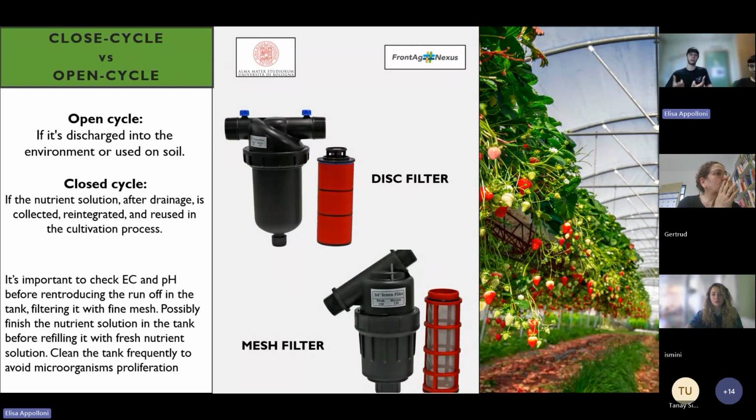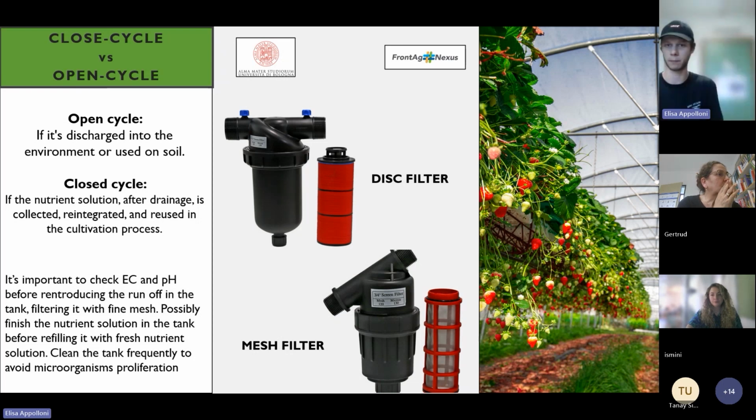Before doing it, we need to filter it because the pumps are very susceptible to the presence of particles. And in order to prolong the life of our pumps, which are a great investment, and you want to maintain as healthy as possible, you want to use filters. There are two main types of filters you can use, the disc filter and the mesh filter. They are very similar types of filters, but they use different filtration systems.